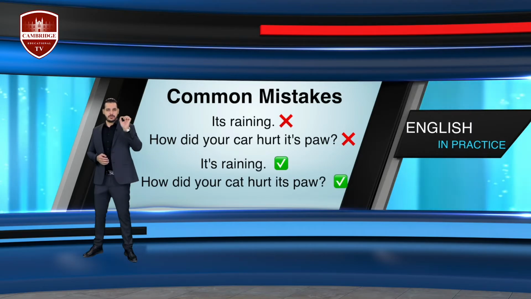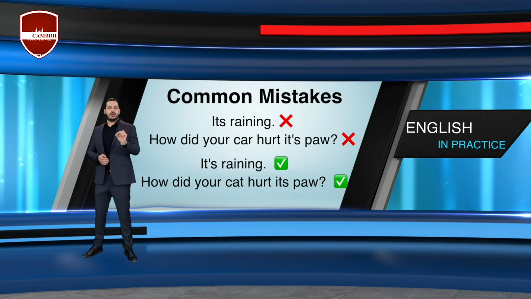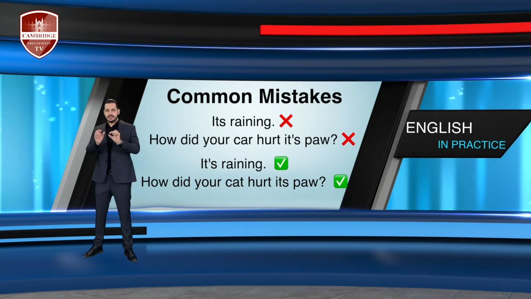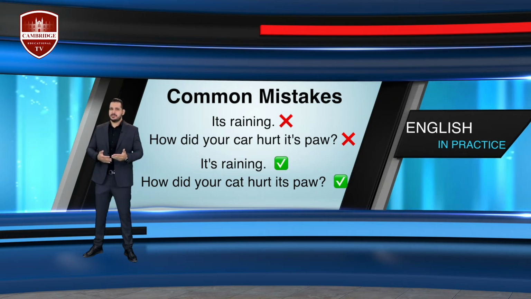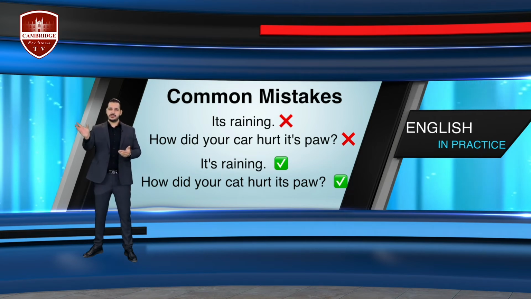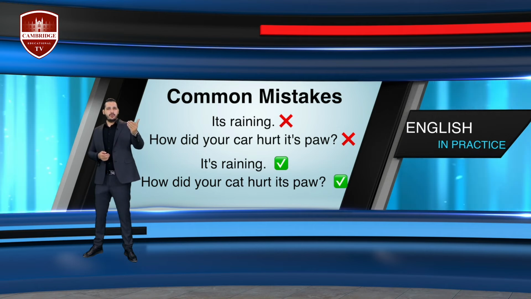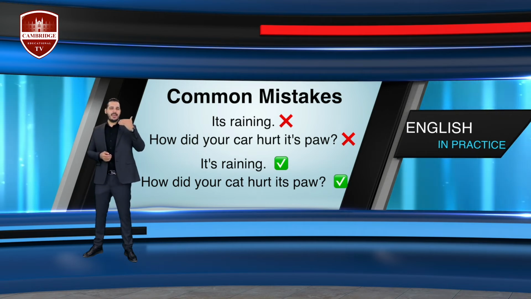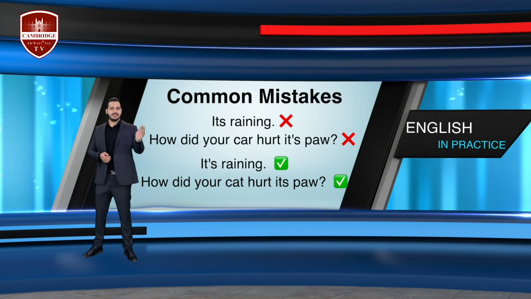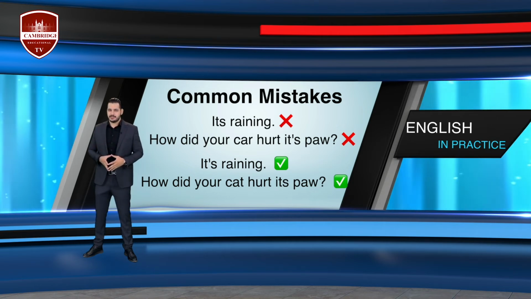It's raining, with the apostrophe, which means it is raining. And how did your cat hurt its paw? Its in this example is a possessive adjective modifying the noun paw, telling us that this paw belongs to this cat, to your cat. In the first one, we have an apostrophe that tells us it is a subject and a verb: it is raining. Now we have full and correct sentences.